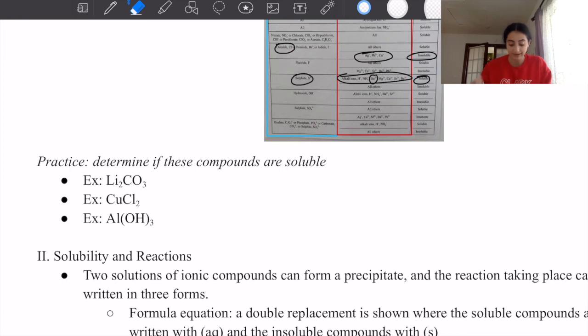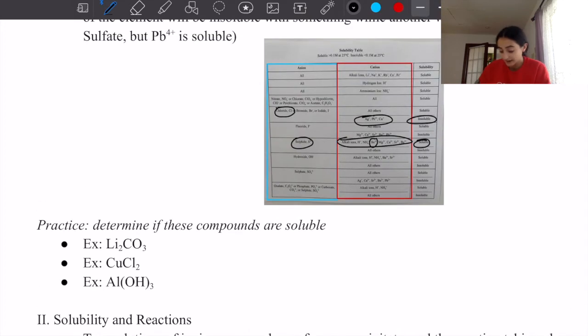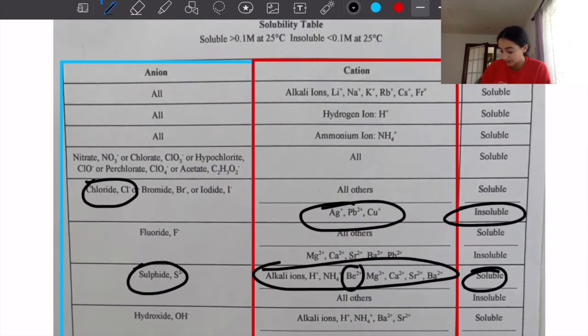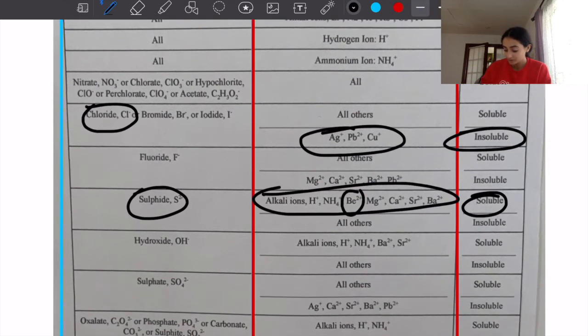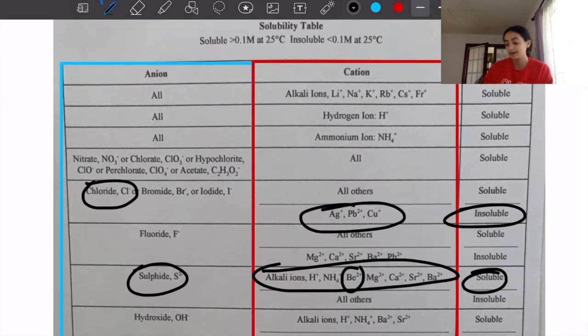So now using that chart, we are going to determine if these said compounds are soluble. So first we have lithium carbonate. I'm going to go on my table and find lithium, and I'm going to see that it is soluble with all anions, which means that lithium carbonate is going to be soluble.